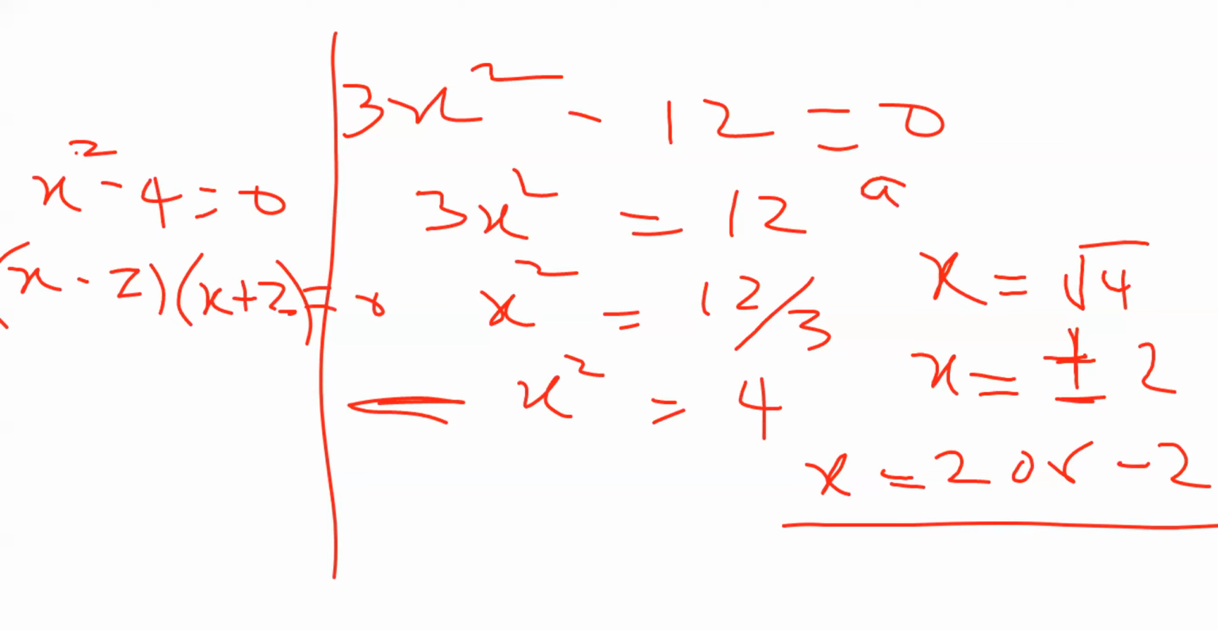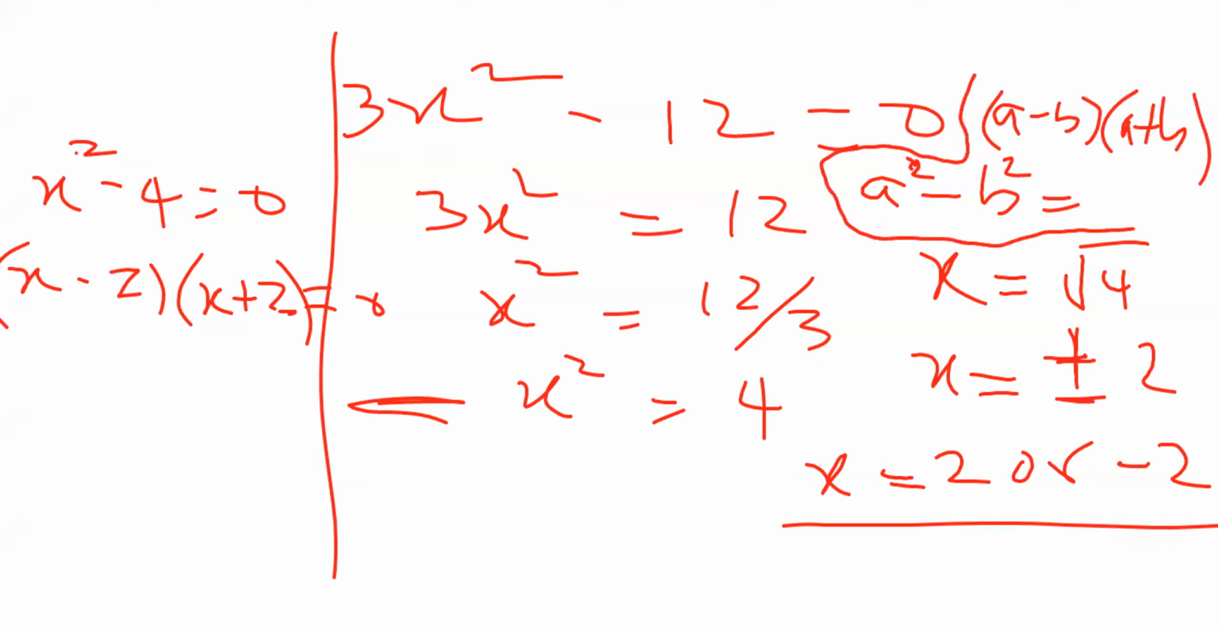For difference of two squares, we have a squared minus b squared equal to a minus b into a plus b. That's the formula for difference of two squares. So what you're seeing on the board here is x squared minus 4, and that means 2 squared. So x squared minus 2 squared will come out to be x minus 2 into x plus 2. And that gives us x is equal to 2 or minus 2.